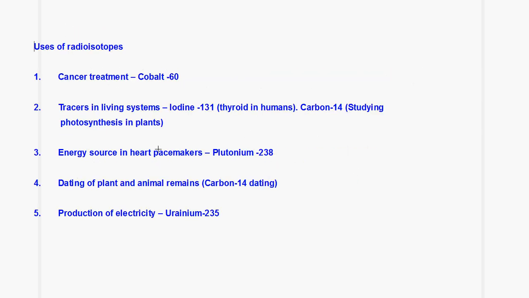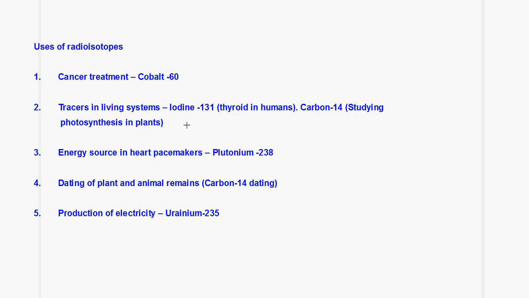Uses of radioisotopes. Now, cobalt-60 is used in cancer treatment. In a cancer patient, we usually have an uncontrolled growth of cells, and what the cobalt-60 does is it produces energy that kills the cancer cells. Radioisotopes are also used as tracers in living systems. For example, iodine-131 is used as a tracer to check the functioning of the thyroid in humans.